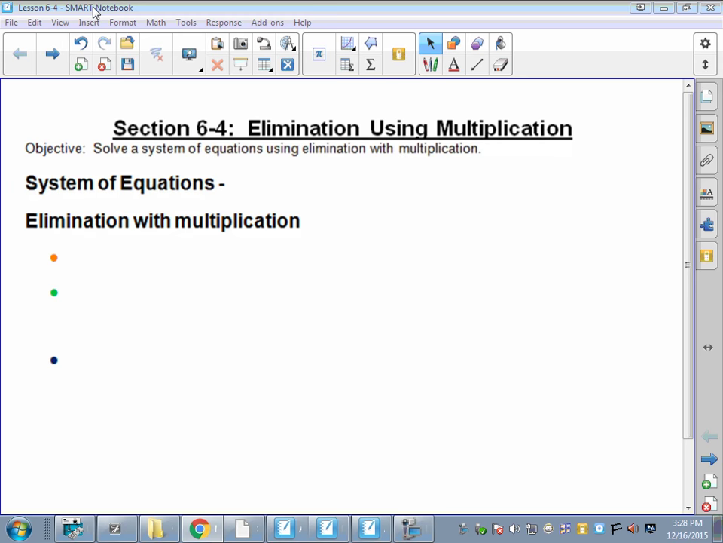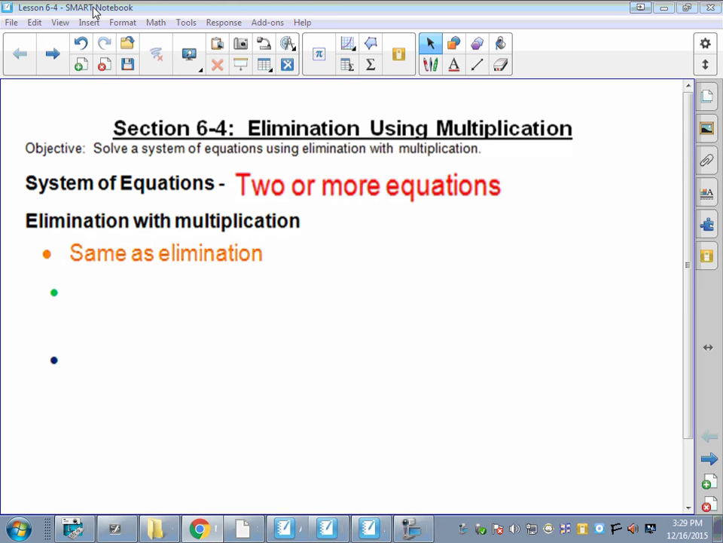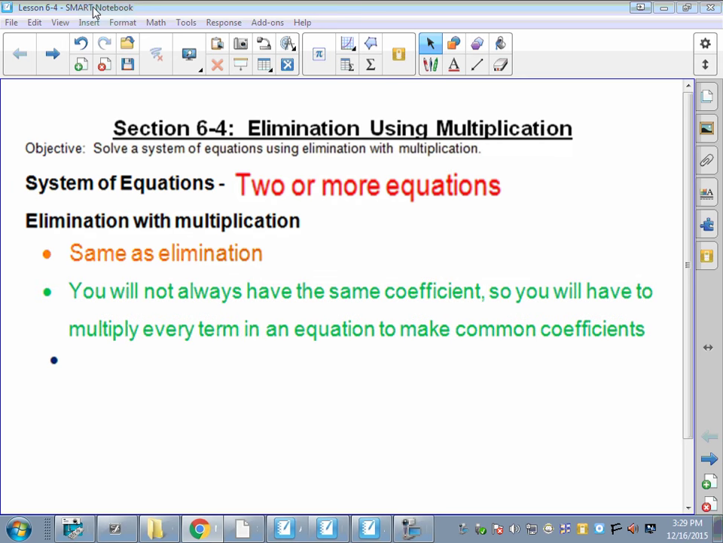So first of all, everybody knows, right? A system of equations, two or more variables. The only way we can solve them is by graphing them, doing substitution, or doing elimination. So if we're going to eliminate with multiplication, it's the same as plain old elimination from section 6-3. However, you will not always have the same coefficient, so you're going to have to multiply every term in one equation so that you can make common coefficients.